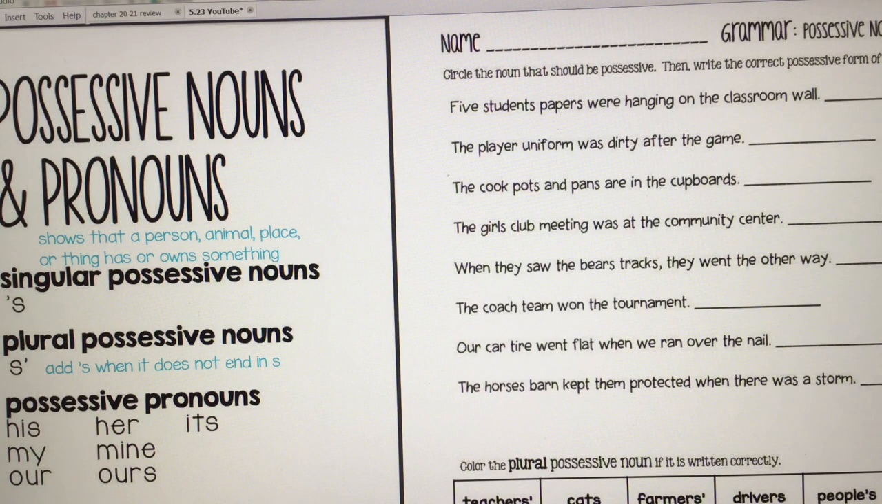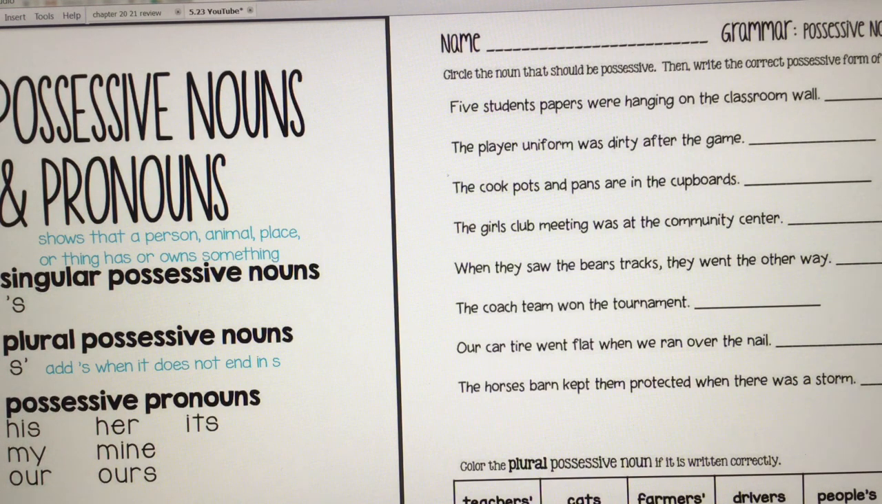It shows that a person, animal, place, or thing has or owns something. Now, if you have a singular, meaning it's one, you're going to add an apostrophe S, which we're used to doing. Well, we're going to talk about plural as well, meaning that it's more than one. And a lot of times the plural noun already ends with an S, so then we can't add an S. When it already ends with an S, you're going to add an apostrophe after it.